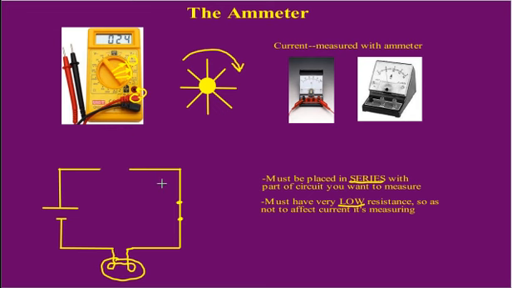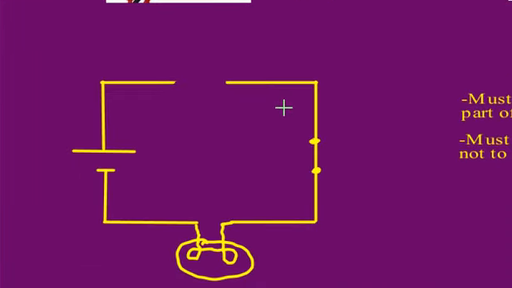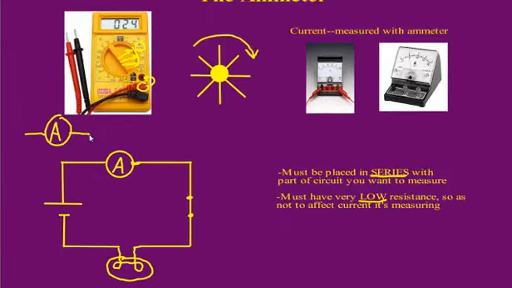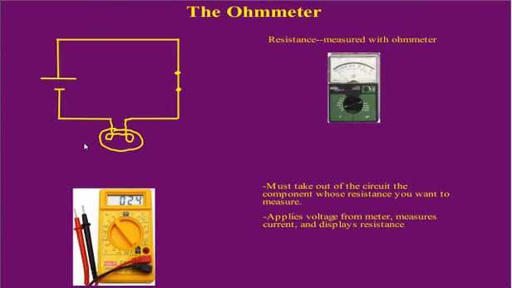Okay, so let me take those things away there. The ammeter has its own symbol, and that symbol is similar to the voltmeter. It is basically just a circle with lines coming out. So this right here is an ammeter. The circuit diagram symbol for an ammeter is just a circle with an A and two lines coming out. All right, finally we have the ohm meter.